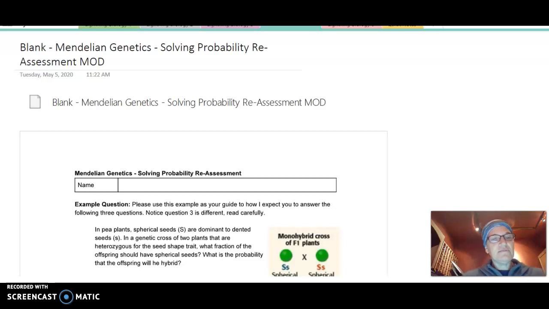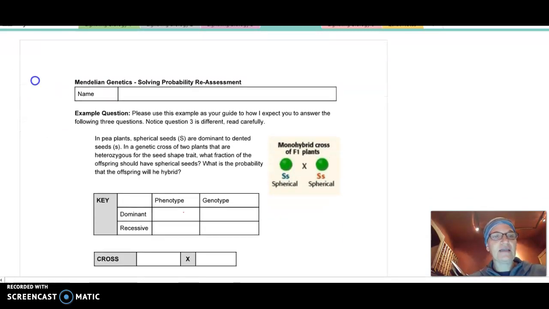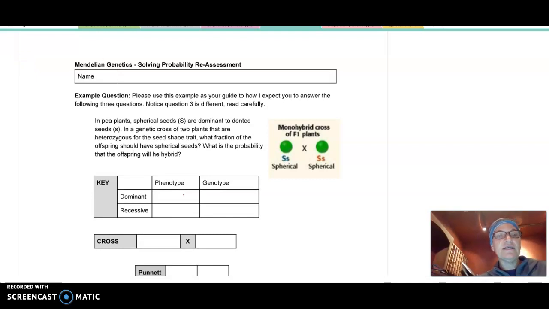The reassessment that I have sent you will open, make a copy for you, and then you will need to share that with me. But it's going to look exactly like this reassessment here. It says Mendelian genetics, solving for probability. Then there's this box right here. You can click on that box and start typing, just like your vocabulary or things that you've done. You would type in your name.